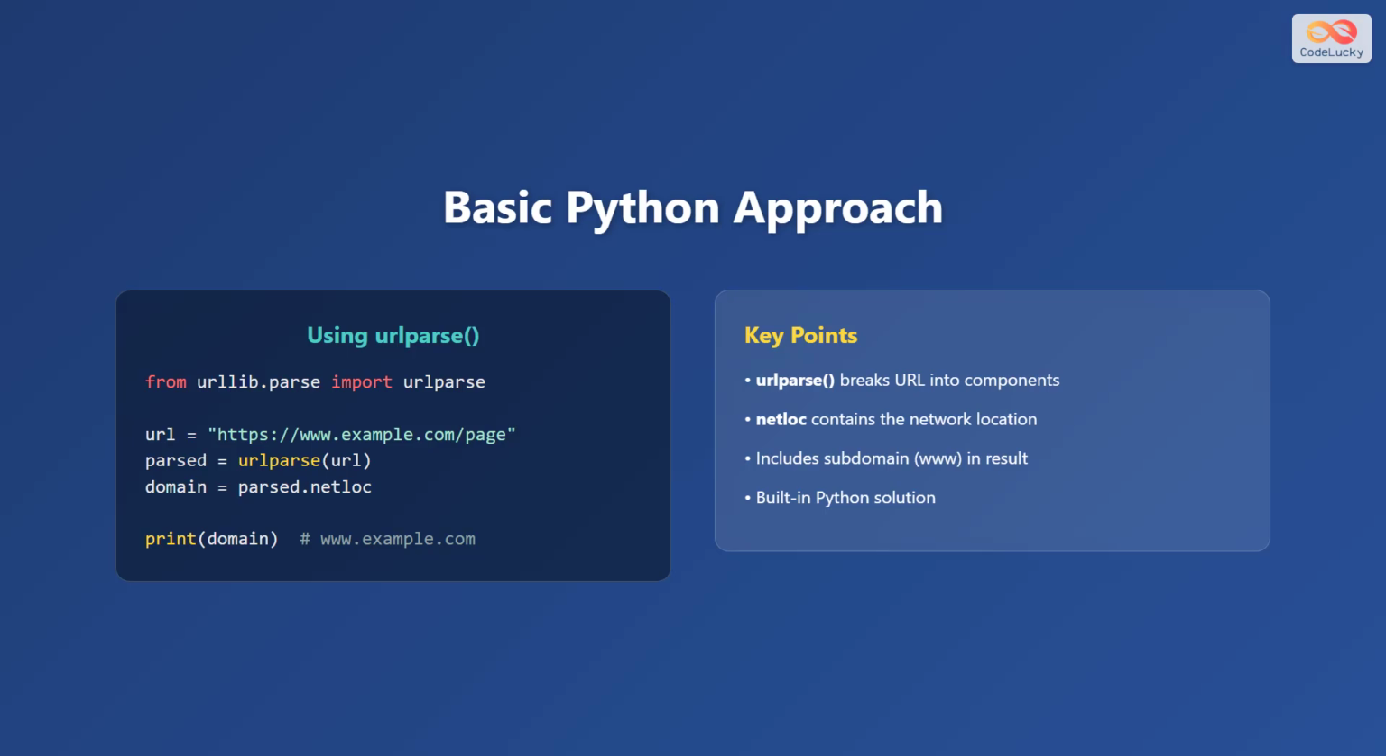Let's explore a basic approach to extract the domain using Python. The urlparse function from the urllib.parse module is a built-in Python solution for parsing URLs. First, import urlparse from urllib.parse. Then parse the URL using urlparse. The netloc attribute of the parsed URL contains the network location, including the subdomain. Printing parse.netloc will give you the domain along with any subdomains.